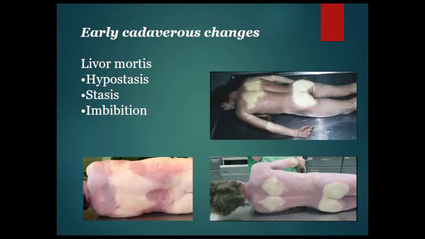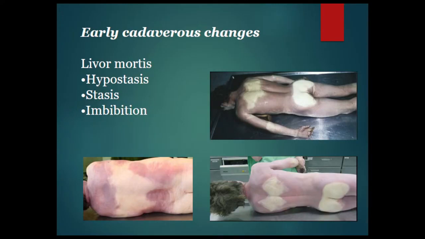What's interesting, if we change the position of that dead body in a stage of hypostasis, the blood will go anyway to the lowest portion of the body. But if we change the position of the body in a stage of stasis and imbibition, for example, we could rotate the body from the supine position to the prone position, or from the prone position to supine position. Livor mortis will stay at the initial portion, for example, on the back, but it also might appear on the opposite surface of the body.